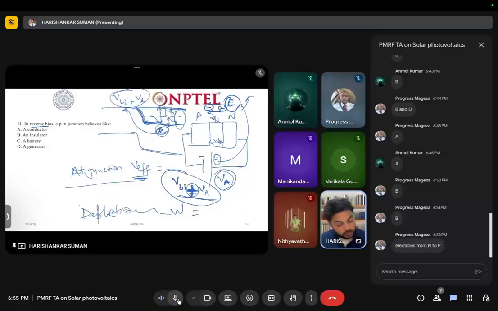Please remember that at the junction the effective potential gets increased and the depletion width also increases: V naught plus some effect due to the applied voltage. Now it will be that much.